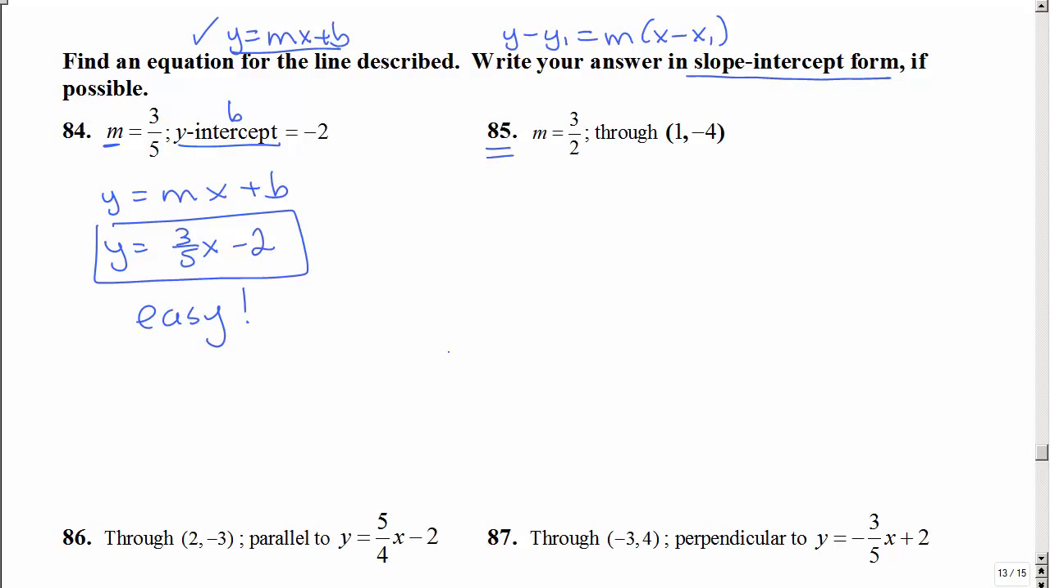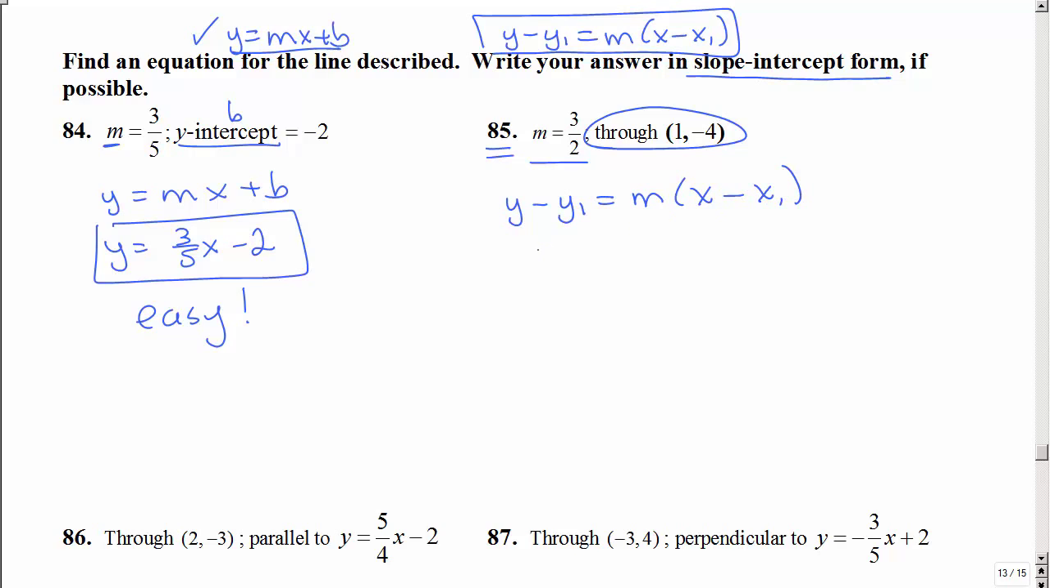But 85, I have a slope and a point, so I have to use this formula: y minus y1 equals m times x minus x1. So y minus negative 4 equals 3/2 times x minus 1. So I can write it y plus 4.